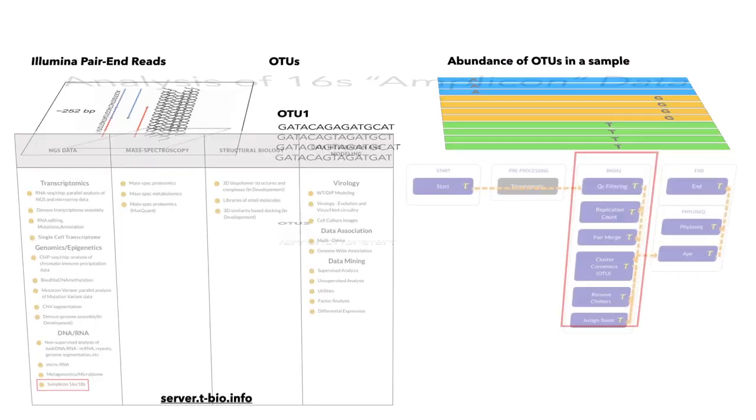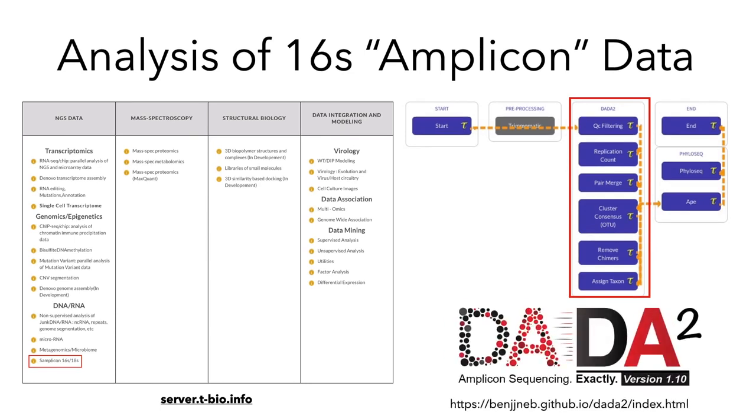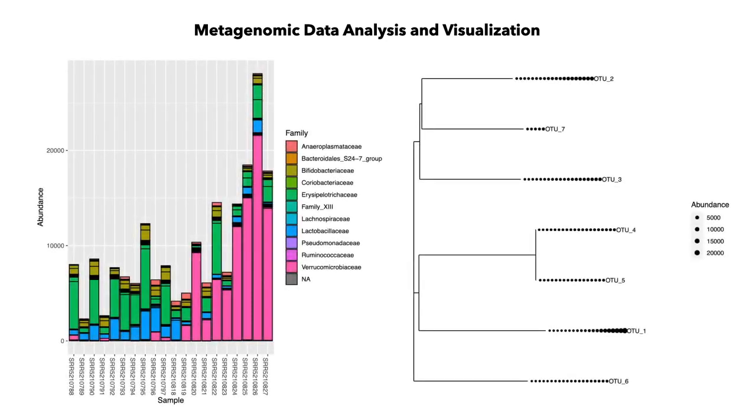This is commonly referred to as 16S ribosomal RNA amplicon data analysis that can be done on the tBioinfo platform using the Data2 pipeline. As a result, you will obtain a proportion of taxonomic groups across samples with analysis of sample diversity or proportionate abundance of specific microorganisms that might be linked to phenotypic variation.